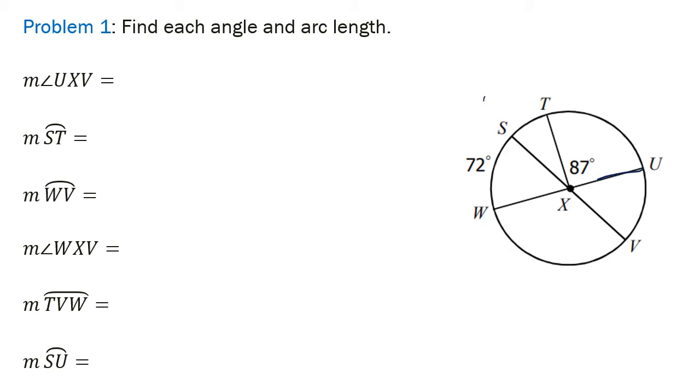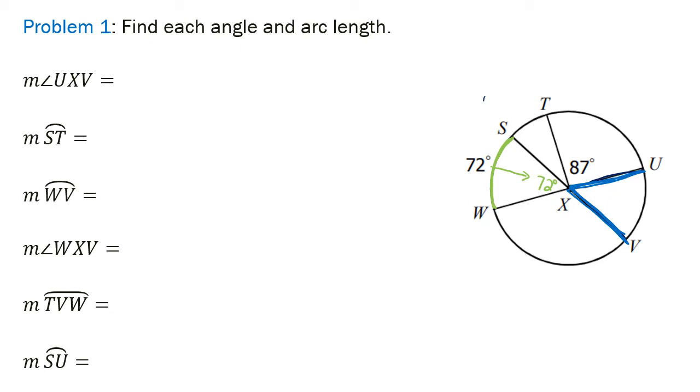To find that central angle, we have to look at what we know about our picture. I can see that the arc SW is 72. And the arc SW being 72, its central angle would be the same. The central angle and its arc will always be congruent.